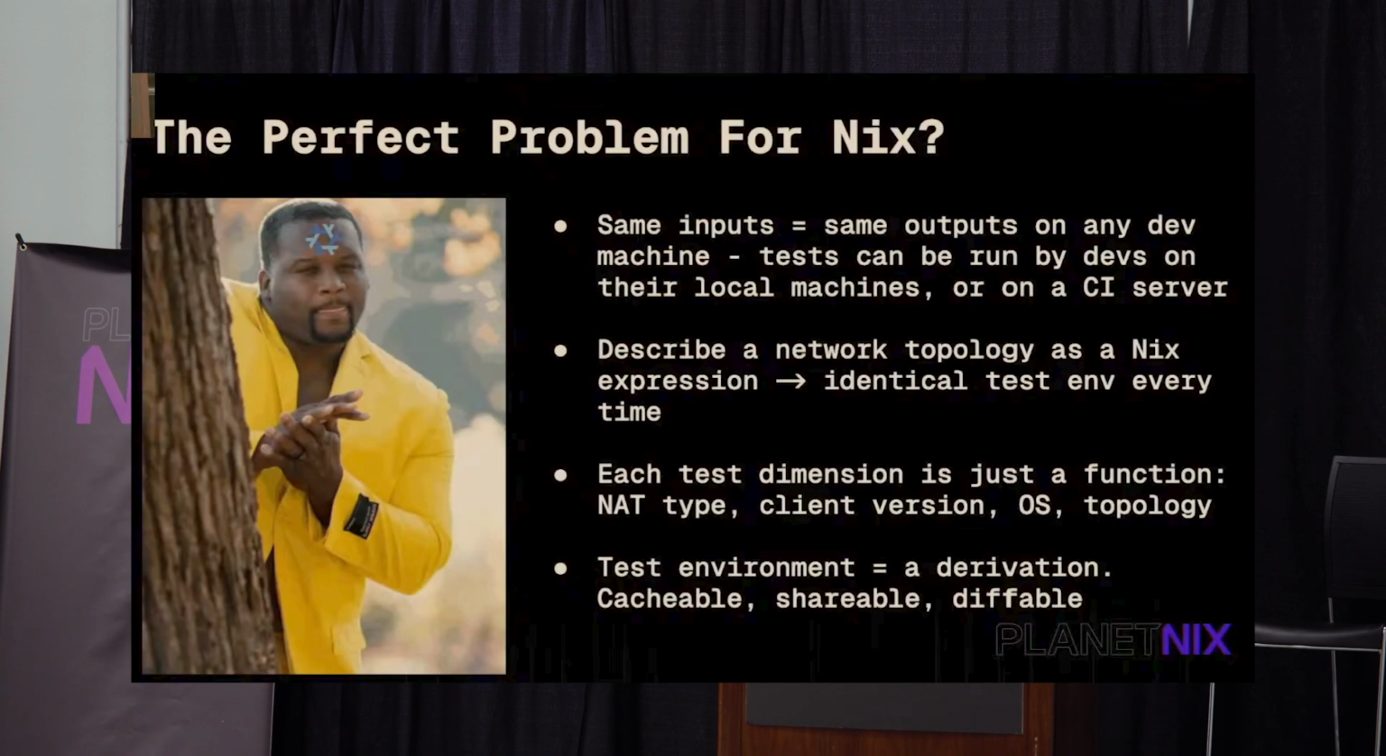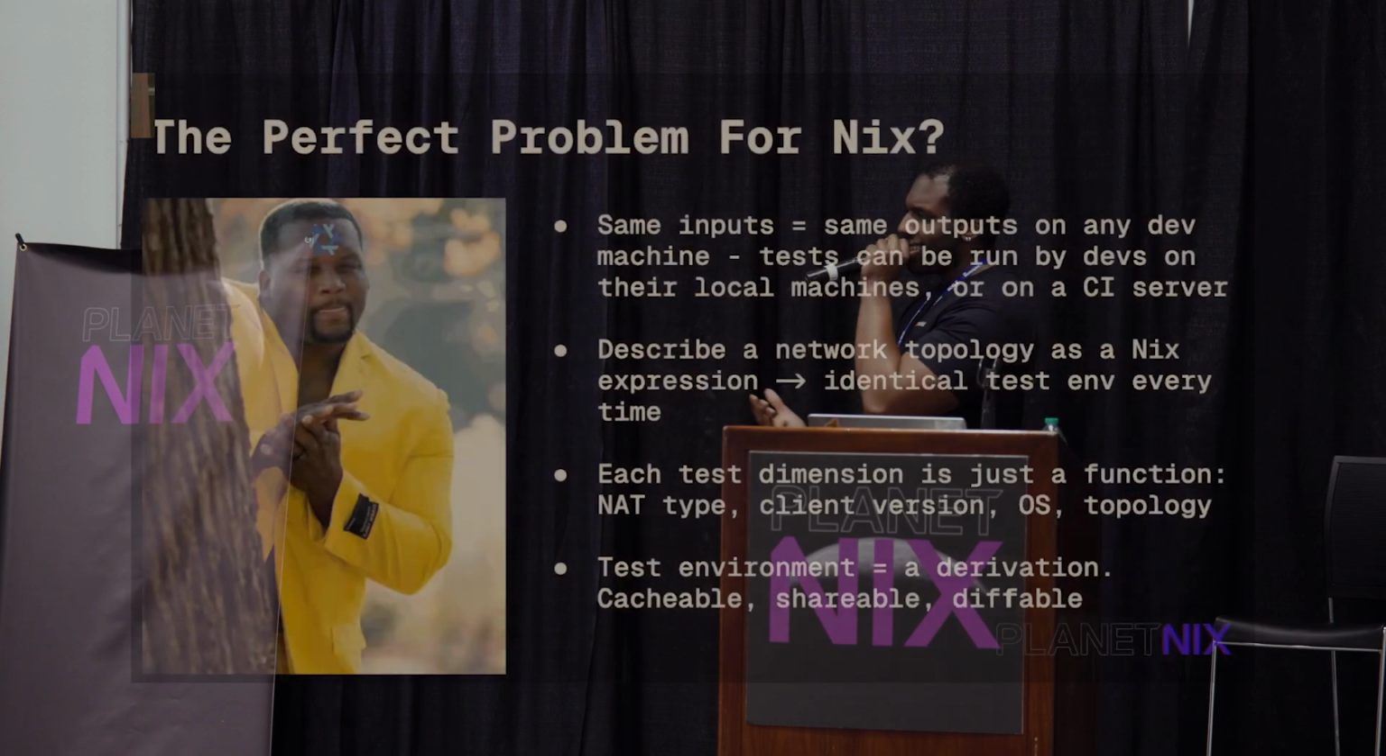So we have this kind of cacophony of test scenarios, and I realized this kind of problem is exactly what Nix is good at and what Nix can solve for me very easily. We have the same outputs for every test, given the same inputs. If you describe a network topology as a Nix expression, you can get an identical test environment on every machine, every time. And unlike Docker, VMs run on their own kernel.